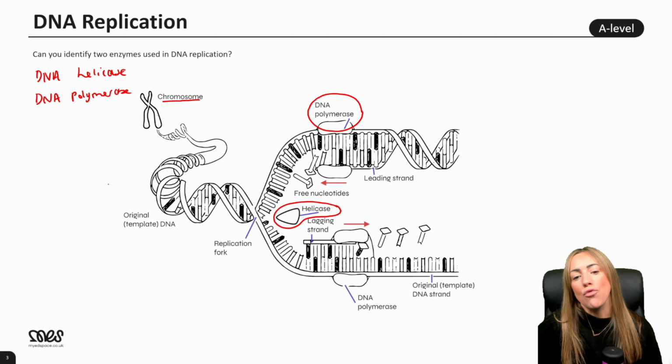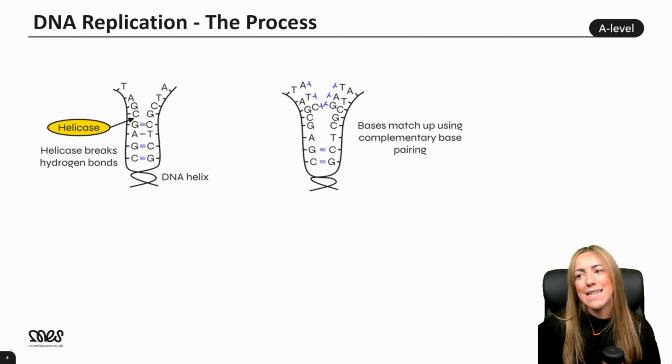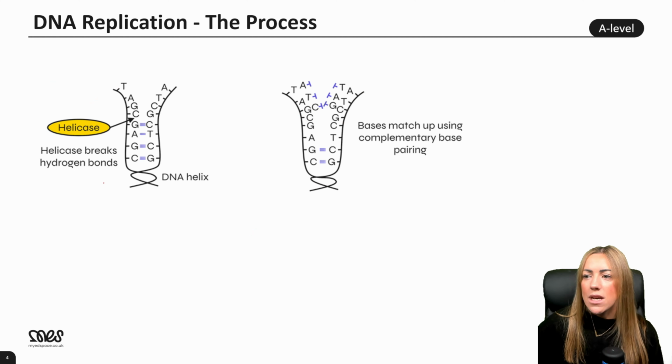and make sure you describe their job in detail using specific scientific language. So let's go ahead and do that together. We're going to go through it step by step now, focusing on the enzymes. The first stage is DNA helicase. As you can see on the diagram, DNA helicase is breaking the hydrogen bonds, but we can say a little bit more than that.